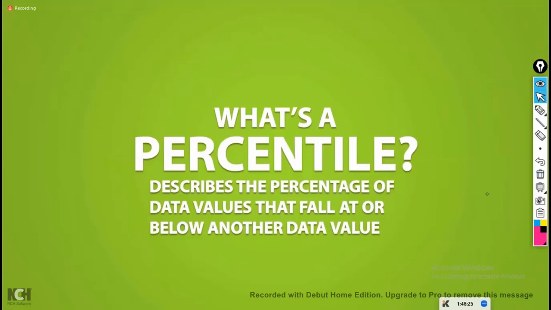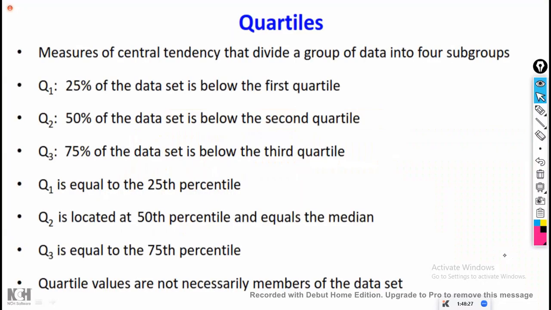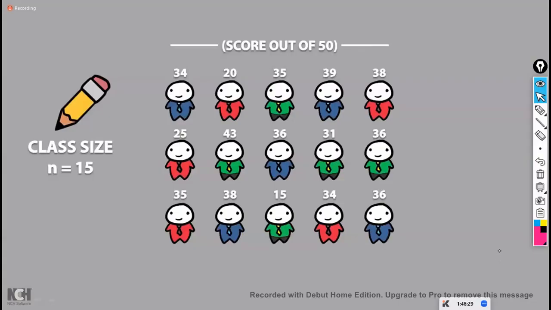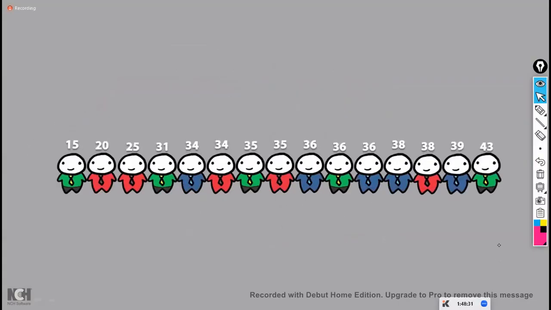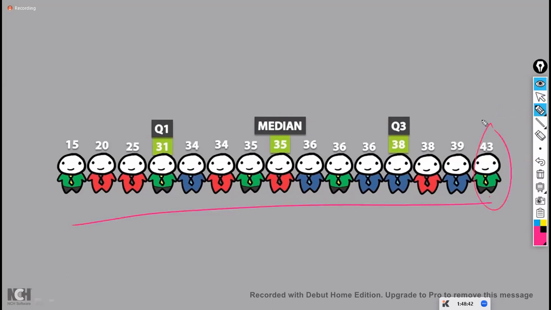Percentile is also with respect to the number of data points. What is the number of data points we are having? This is called the 100 percentile. 100 percentile means 100% of the data, including him, is below him. Including this, 75% of the data is below him. 50% of the data is below this. 25% of the data is below this.